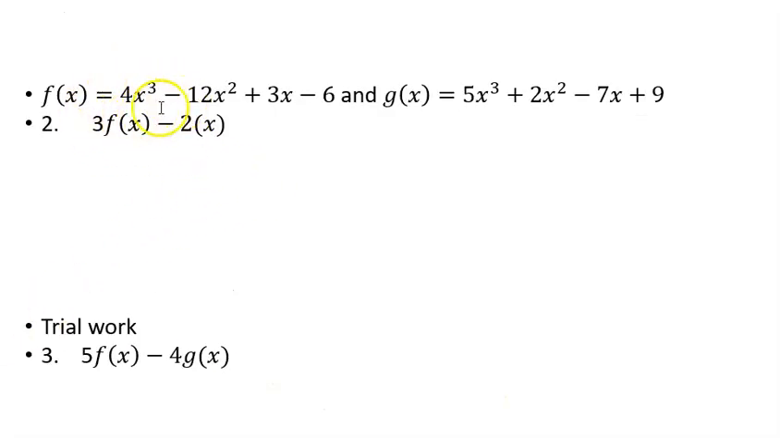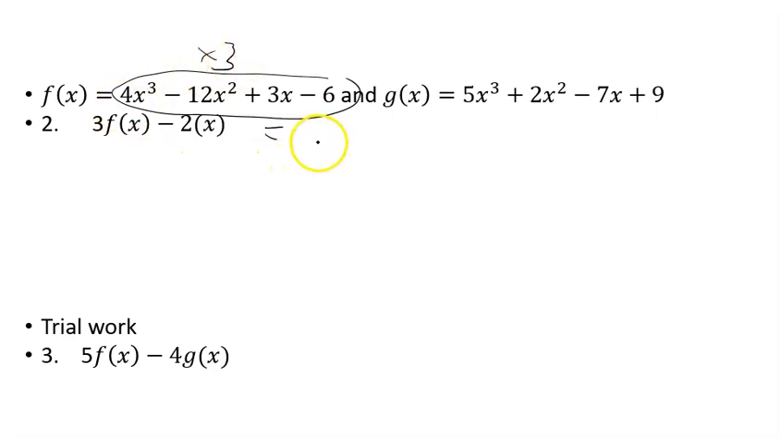Another one is here. f of s equals 4s cubed minus 12s squared plus 3s minus 6, and this g of s. I define 3f of s minus 2g of s. So there are some numbers or scalars before the functions. Let's multiply before we add them or subtract them. So first of all, 3f of s. You multiply the whole of this by 3, times 3.